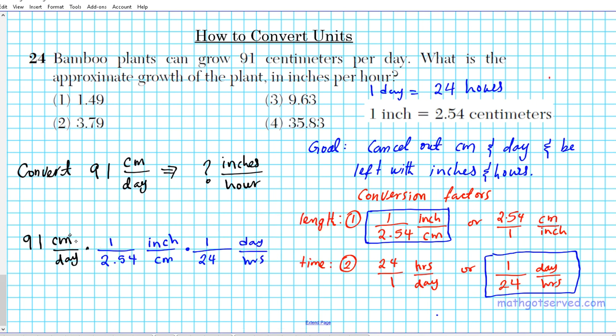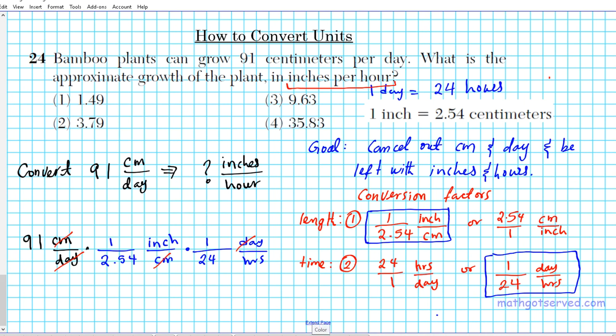For the length, centimeter gone, we're left with inches. Okay? For the time, day and day count divide out, and we're left with hours. So the unit of the product of these numbers is going to be inch per hours. Inches per hour, that is exactly what we are looking for.